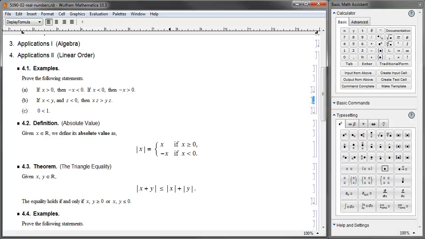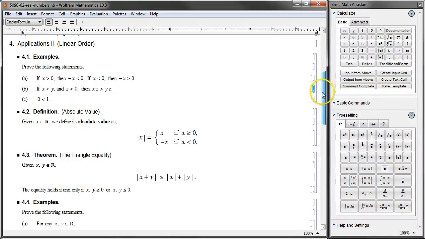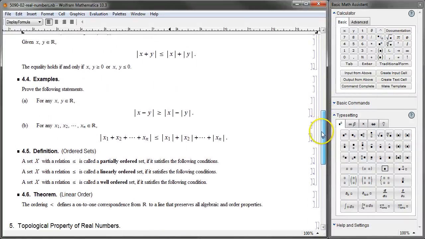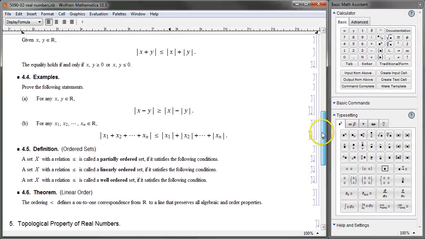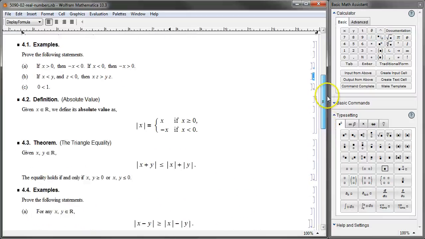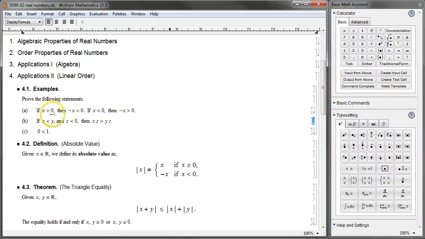Okay, final example here. Is that the final example? Let me see. Okay, it's not really a final example. Alright, let's prove this one: 0 is less than 1. This is one of my all-time favorite problems. How in the world are you going to prove that?